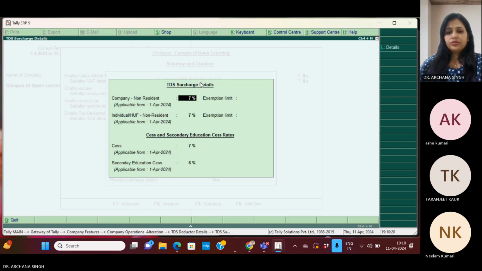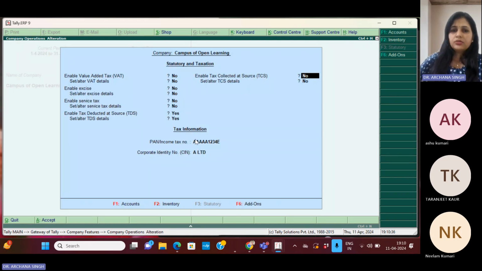It's up to you what according to your company it is. So you can fill it 6%, 5%, then again 6% and 5%. Like company non-resident है, applicable है from 1st April 2024, 6% है, और उसकी exemption क्या है, like that. Okay, so these informations you had to active on, then you can quit it.